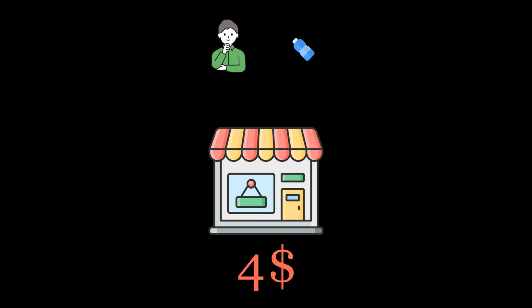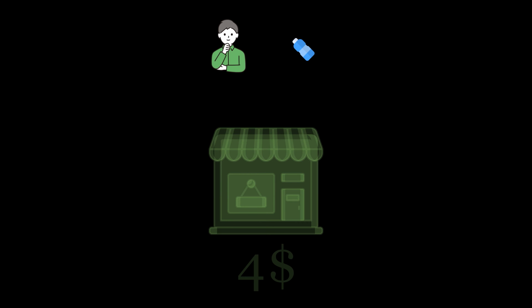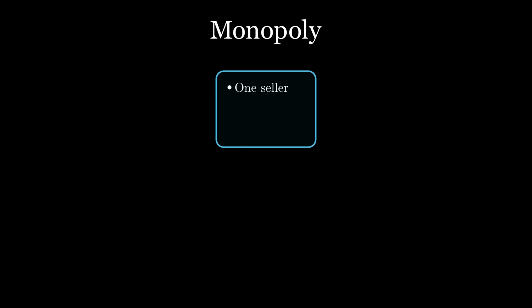They can charge you a much higher price, and you will probably still have to buy it because you have no alternative shops to buy from. Now in this case, they decide the price, not the market. That is a monopoly, when there is only one seller and many buyers. Since they control the price, they are also called the price makers.